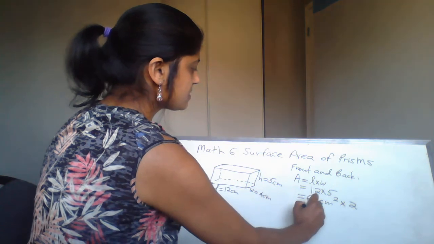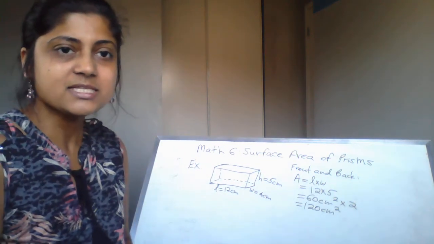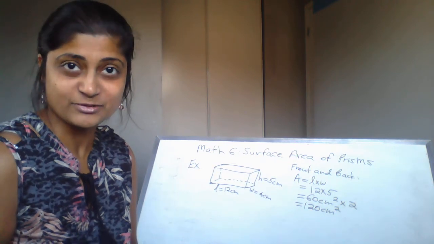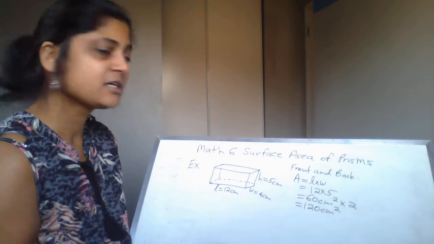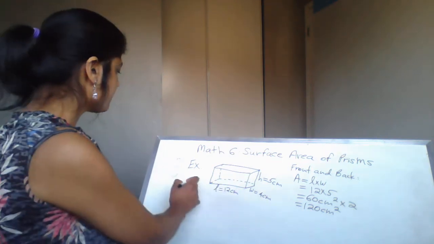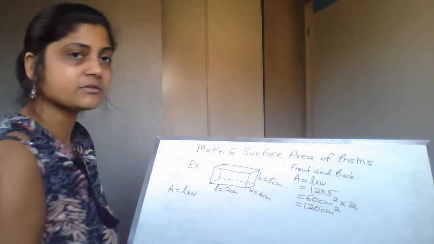It's 120 centimeters squared. And again, we are not done here. We still have to find the area of all the other sides. So why don't we just write it right here? Again, the area is length times width.